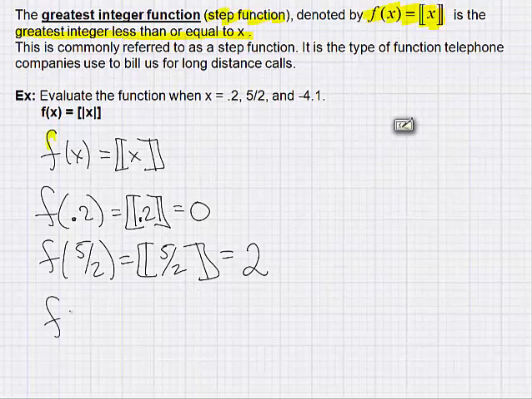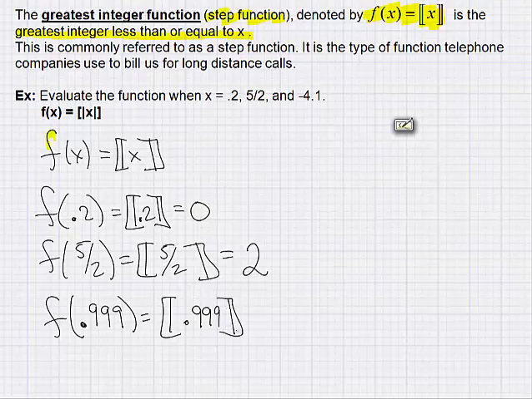How about f of, I don't know, let's do 0.999. Now, while 0.999 is actually closest to 1, if I have to round it down, I have to round it to the less than or equal to value. The closest one down would be 0. So I'm rounding it down. If I look at it on the number line, okay, here's 1, here's 0.999. I always have to round down to the closest integer.